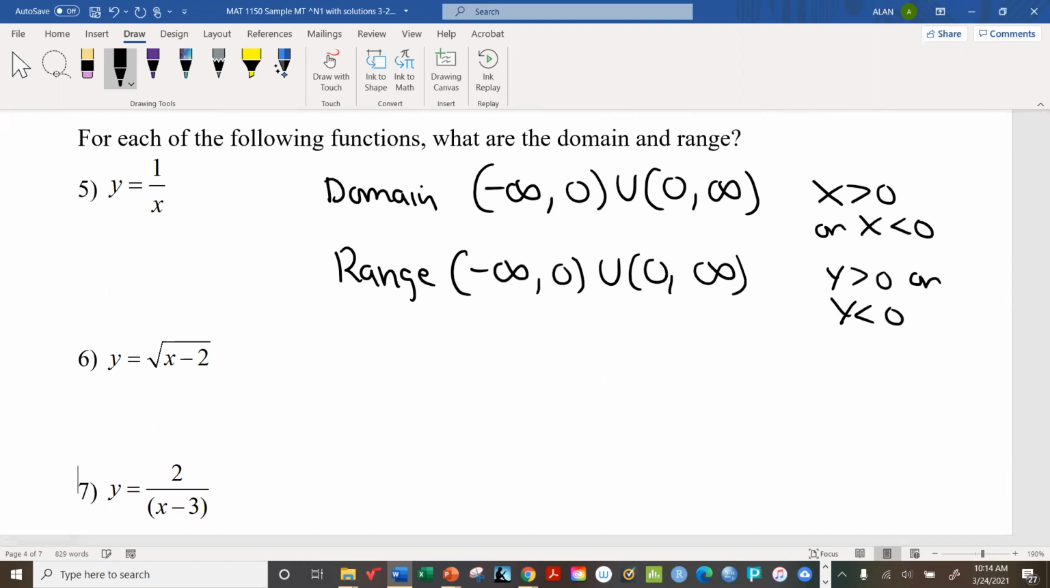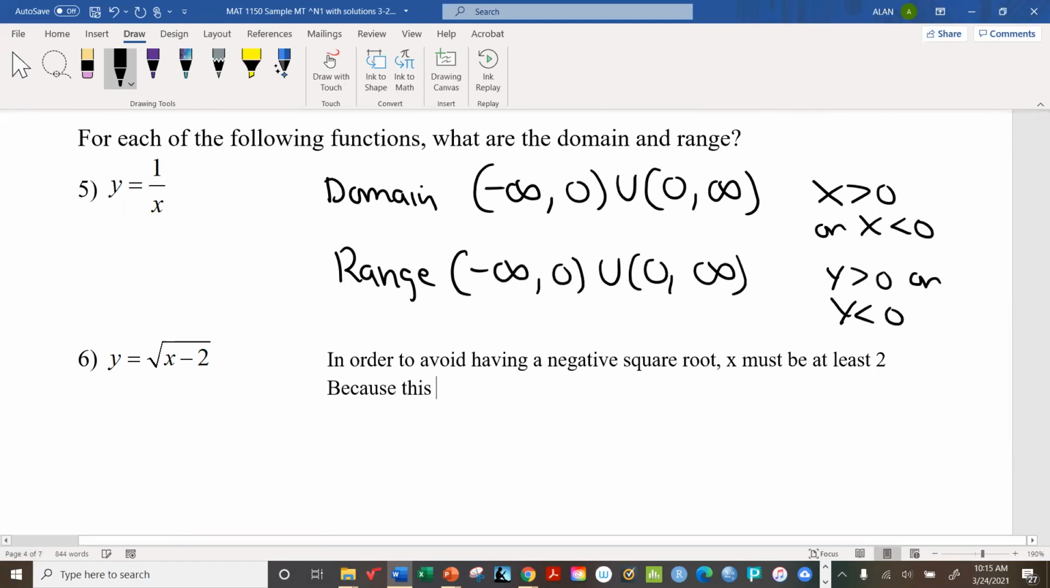Now you can see that there's going to be a potential problem. By looking at it clearly, in order to avoid having a negative square root, or in other words, an imaginary number, x must be at least 2. Now because this is a square root, y can only be 0 or positive. So these are just observations that we're making to help us figure out what the domain and the range are.